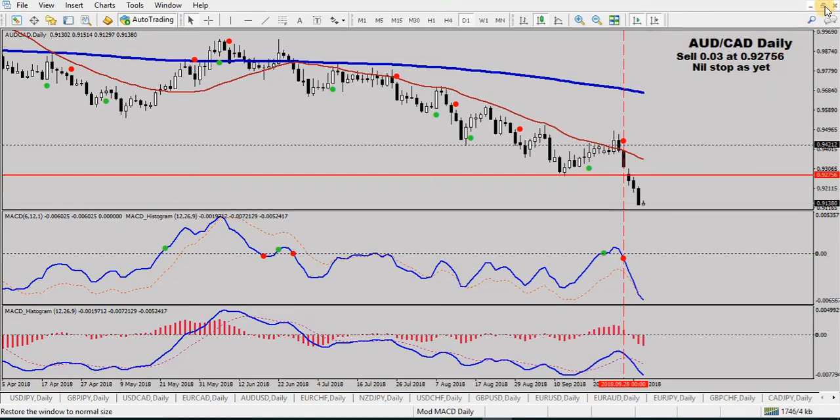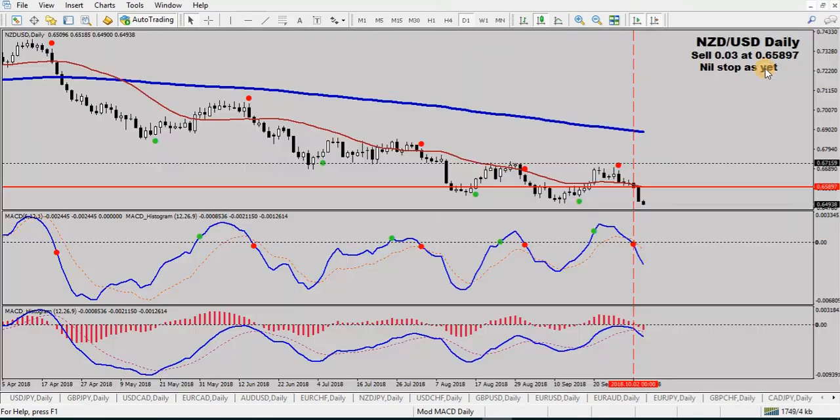That's AusCAD. New Zealand USD in a sell. This morning I closed 1/3 of that and put a stop in place at 0.67159. The reason is, like I mentioned on the high probability, it's at a previous low, not a bad profit. Just want to take some risk off the table and take a little bit of profit at the same time.